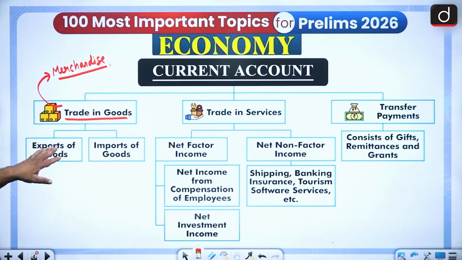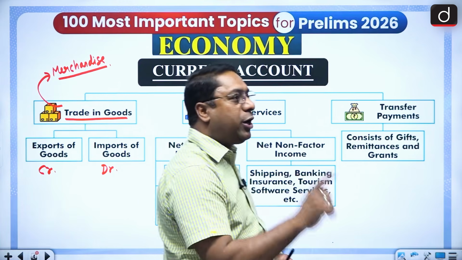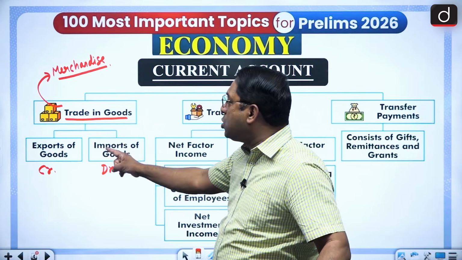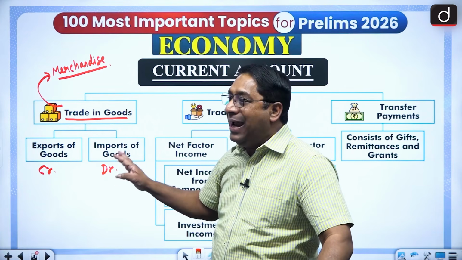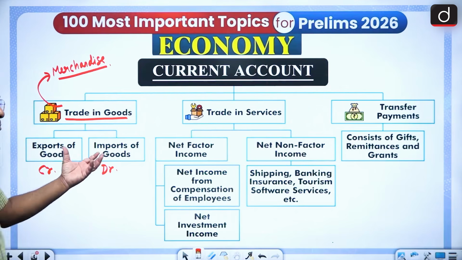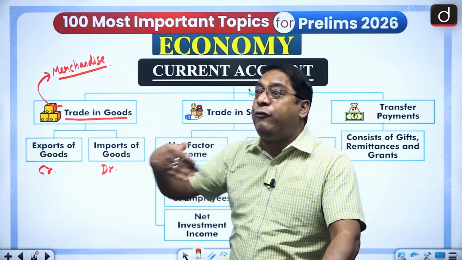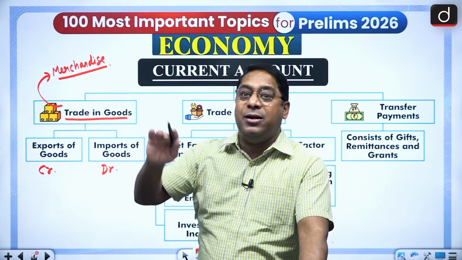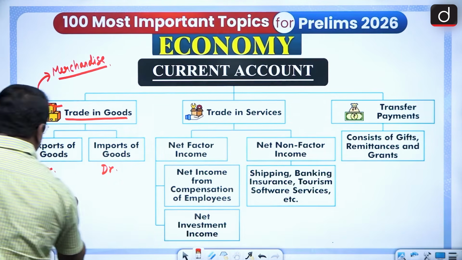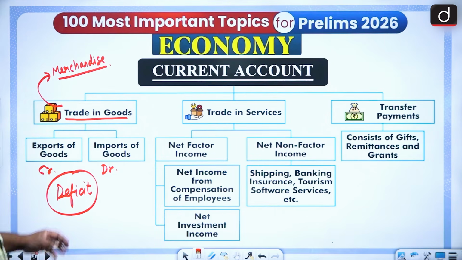And whenever there is a trade in goods, it means you are talking about the visible items. So when we have export of goods, that is the credit side. And when we have import of goods, that is the debit side. And please remember, when we are talking about India, when it comes to the trade in goods, it has a deficit situation. Why deficit situation? Because the import of goods is more than the export of goods. It means the outflow of foreign currency or the debit side is more than the credit side. So there is a deficit situation when it comes to the trade in goods.